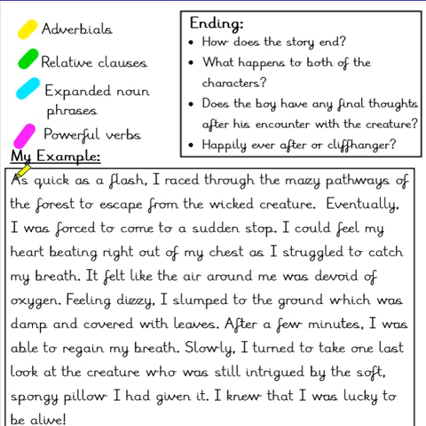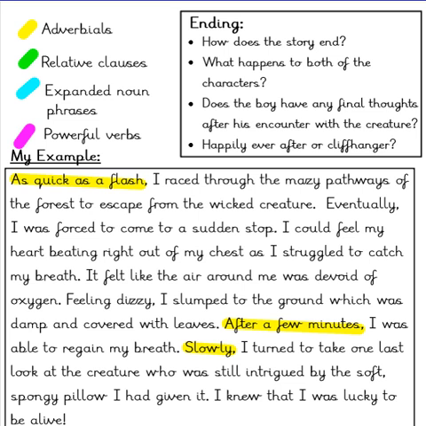The first one being, as quick as a flash. This tells the reader that my character is running very quickly. Another example is after a few minutes. This tells the reader how long it took my character to regain their breath. One further example is slowly. This tells the reader how my character has turned around to look at the creature.